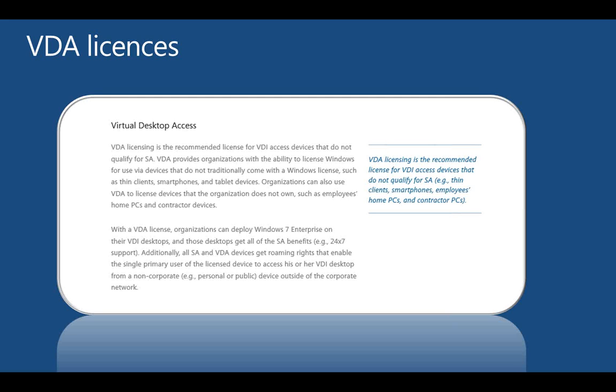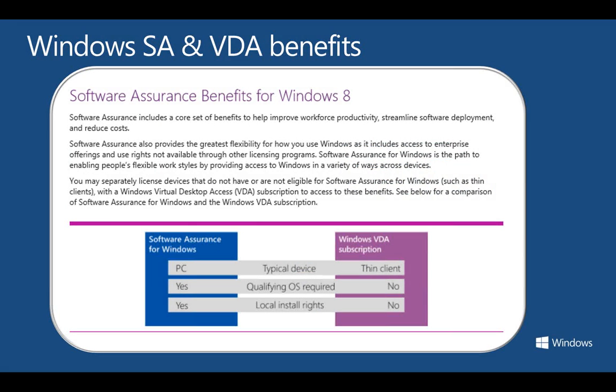And the VDA license basically gives me the ability to license thin clients, tablets. It also gives me access to much more than just the virtualized desktop. It also gets me the software assurance benefits that we've just talked about, so the 24/7 support, etc., the roaming rights, so on and so forth. So there is significantly more benefits to a VDA purchase than just the VDI solution itself. It also gets me access to the additional purchases if I want to make that, so things like App-V, which is part of MDOP.